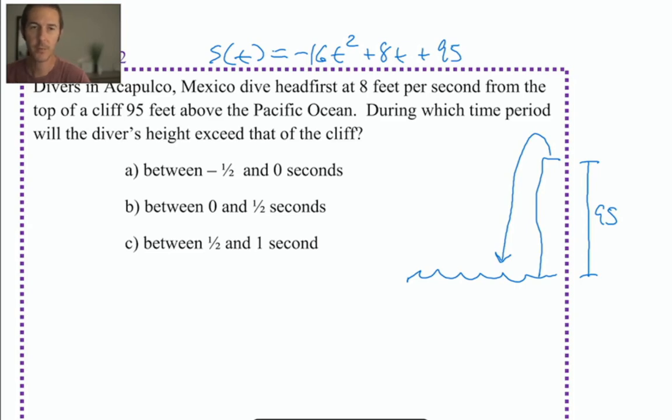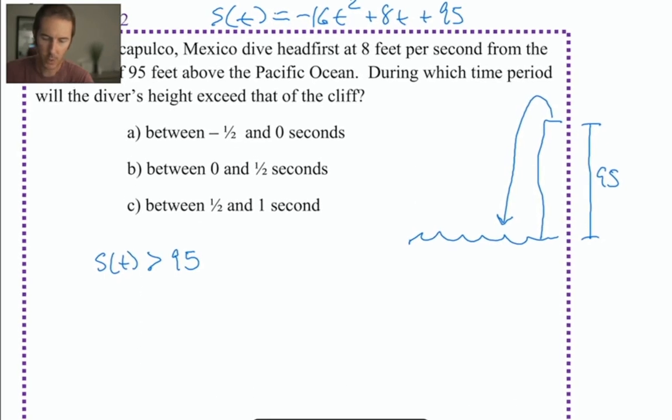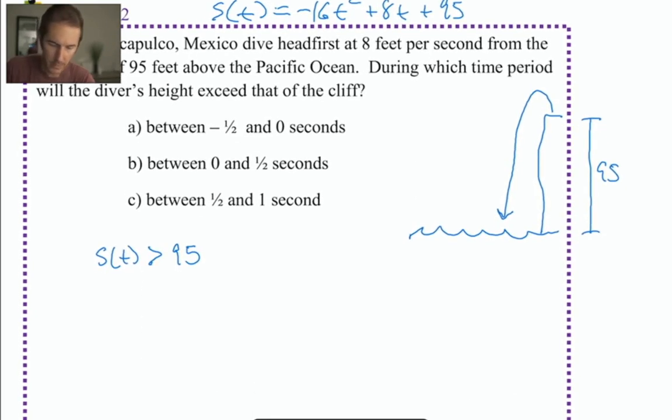This function describes the diver's height above the water. We want to know when the diver's height above the water is going to exceed the height of the cliff. So we want the diver's position to be greater than 95 feet above the water. So we'll do this as a strict inequality, and let's replace the left-hand side of this statement with our actual position equation.